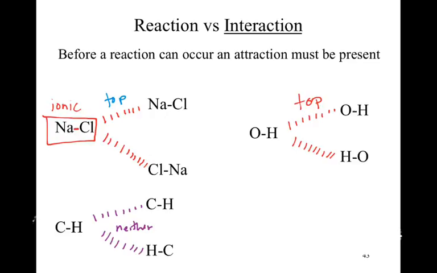Well, in the next case, what type of bond do we have present in CH? Well, this is our nonpolar covalent bond. And in our last case, what do we have? We have a polar covalent bond. So that's interesting. We're starting to get different interactions between these different molecules because we have different bond types.